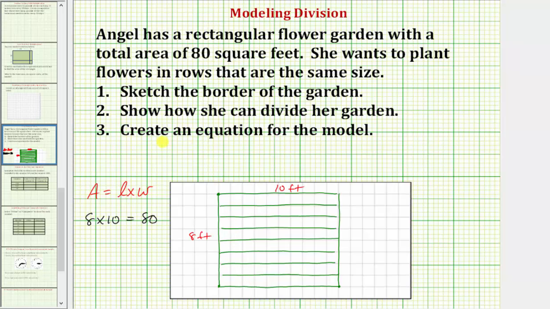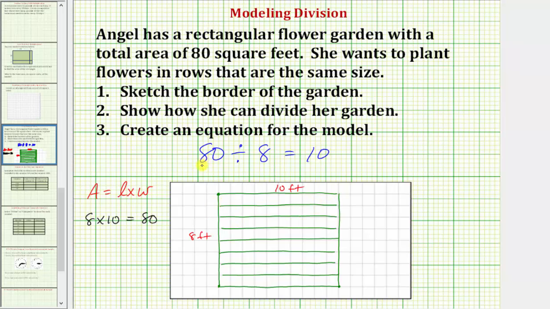So for number 3, we're asked to write an equation for the model. Remember, an equation does have an equal sign in it. So the equation is going to involve division. We took the total garden with an area of 80 square feet, and we divided it into 8 rows of equal size. So we'd have 80 divided by 8 equals 10, where 10 is the area of each row.